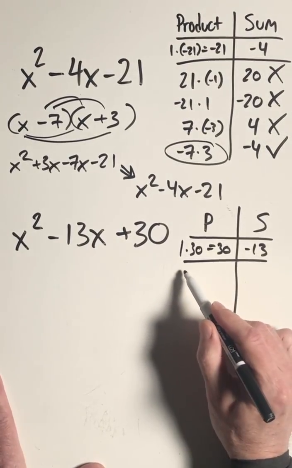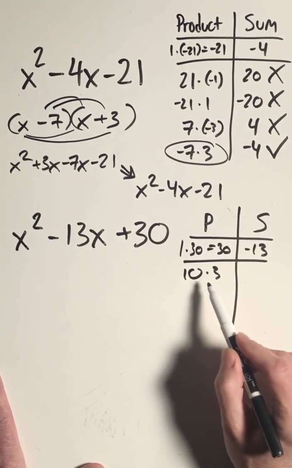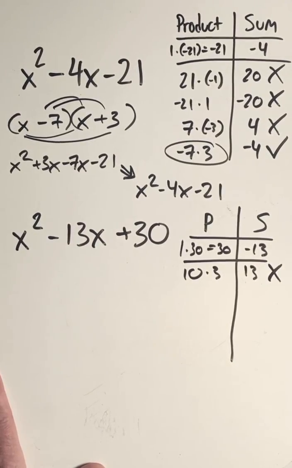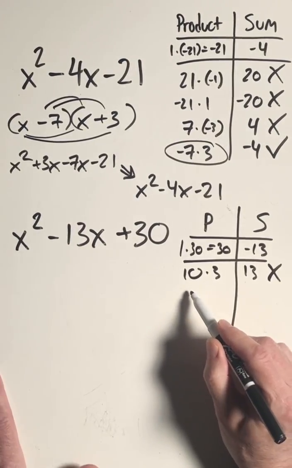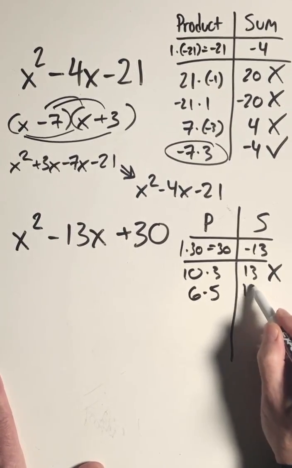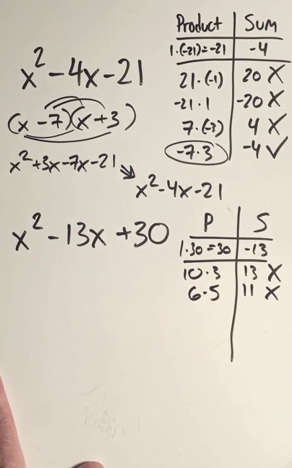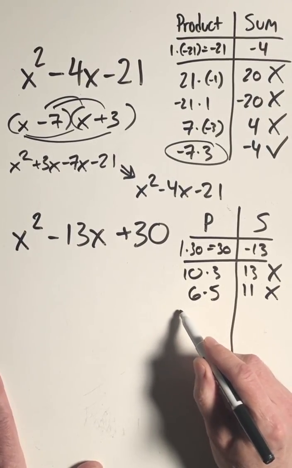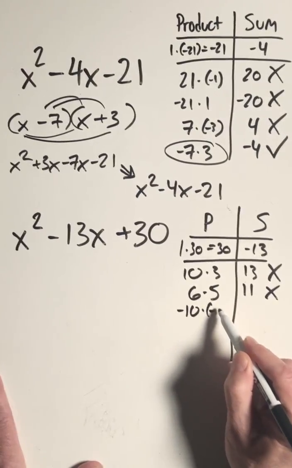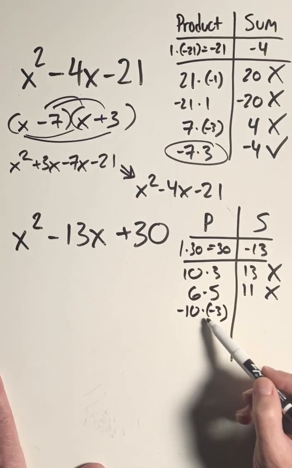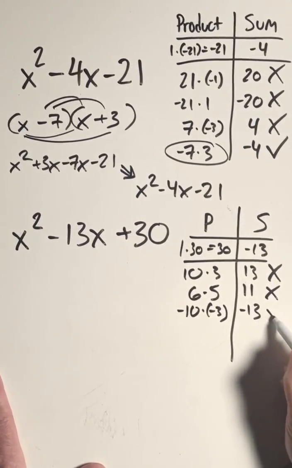When I think of 30, the first thing I think of is 10 times 3, but when I add those two together, I get positive 13, so that's not going to work. Sometimes you might think of 6 times 5, but when I add those, I get 11. That's not going to work either, because that doesn't equal negative 13. Now I would take negative 10 times negative 3. Well, negative times negative is positive, and negative 10 plus negative 3 is in fact negative 13, so I know I'm right.